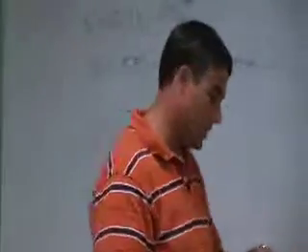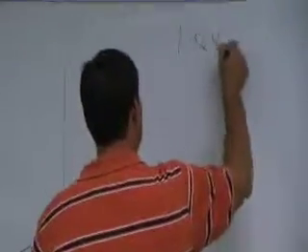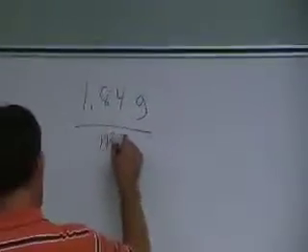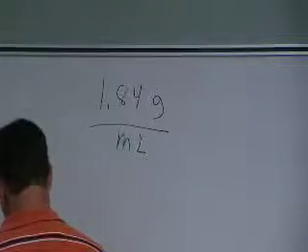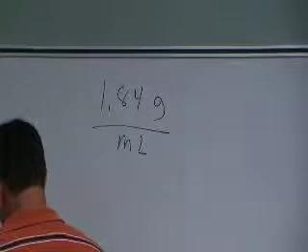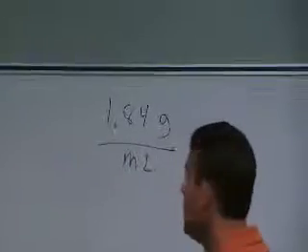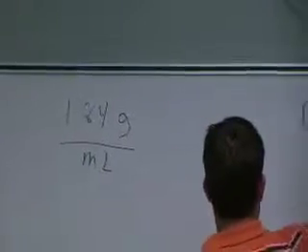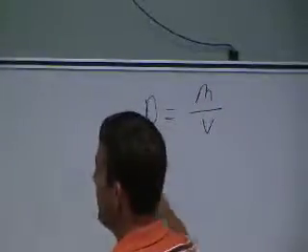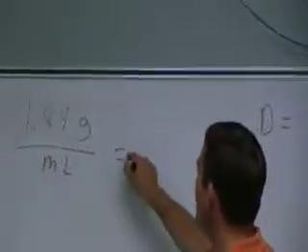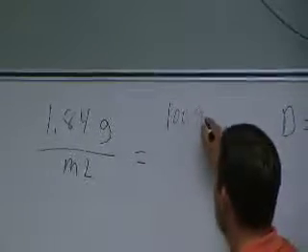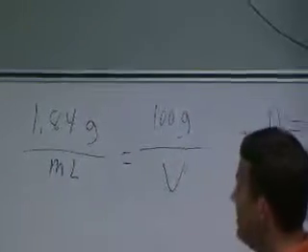Now, what was the next one? 78. Okay. It says the density of sulfuric acid is 1.84. So 1.84 grams per milliliter is the density of sulfuric acid. What volume of this acid will weigh 100 grams? Well, take a look at this. If density equals mass divided by volume, well, there's your density. 100 grams is what you're looking for, so there's V.